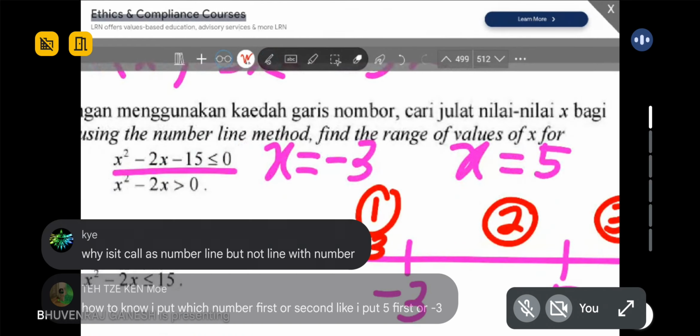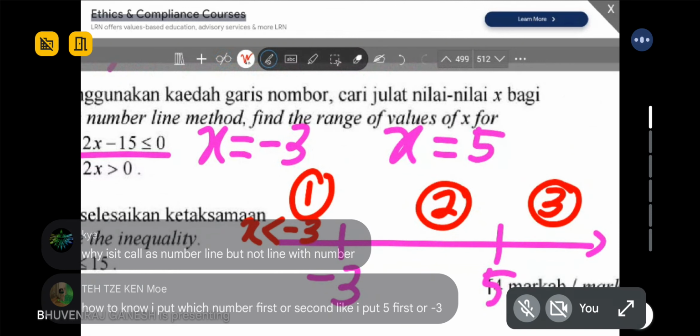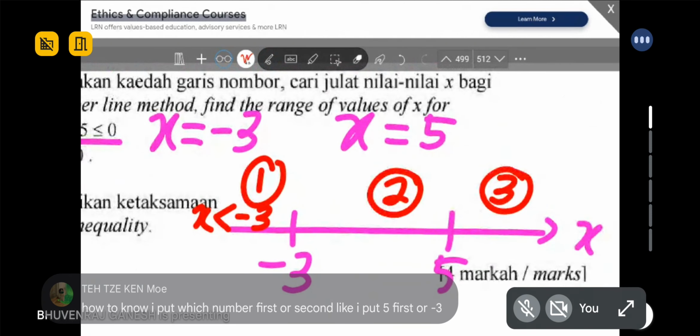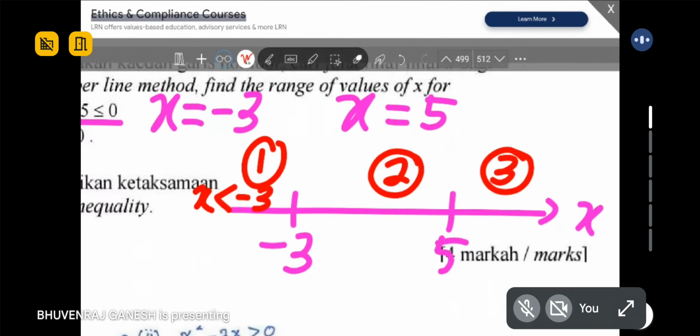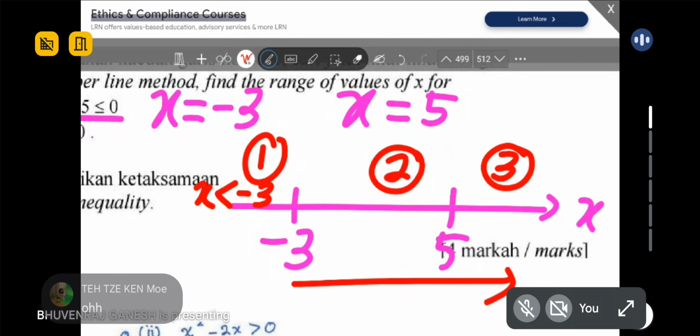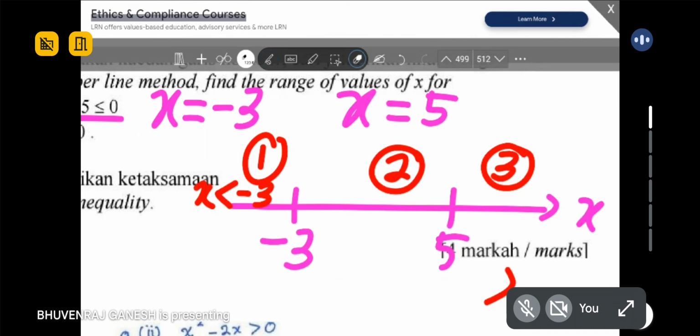Okay, wait, let me see. Okay, yeah, less than the -3. How do I know whether to put the number first or second? Ascending order. Can you see? Always to the right must be positive. When you draw a graph, right hand side is positive, left hand side is negative. So same concept, number line. The concept is the same. Just follow.